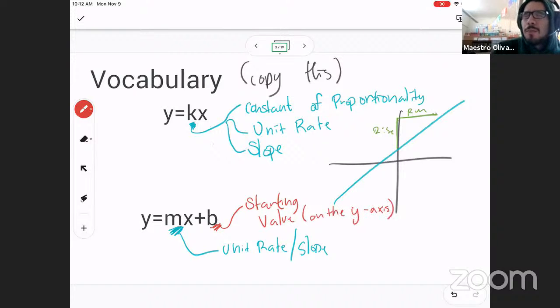It will make way more sense tomorrow. Our IXL skill tomorrow, we're going to be graphing lines, and it'll make way more sense. Okay.